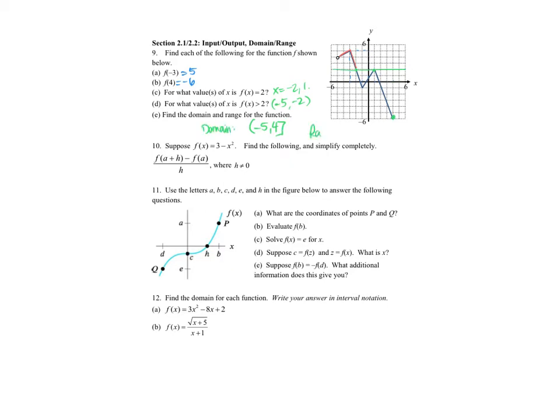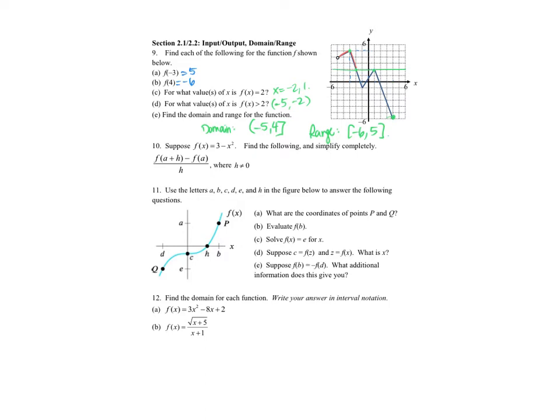And for the range, I just want to put all the possible y values that are hit by the function. And so it looks like the lowest y value that the function hits is -6, and the highest y value the function hits is +5. So -6 to +5. And it hits every y value in between there.